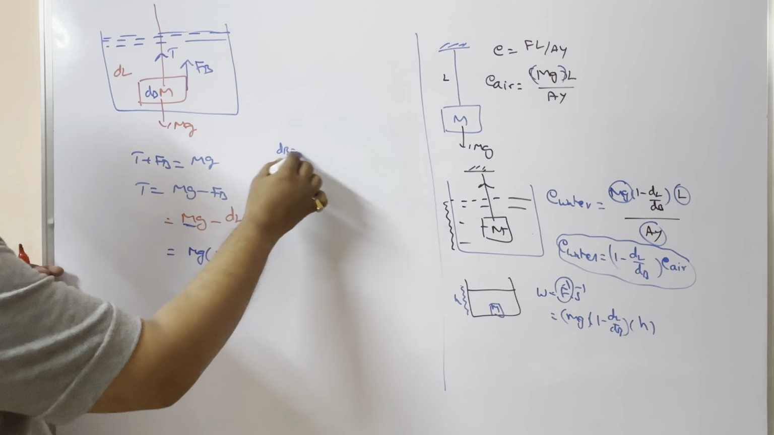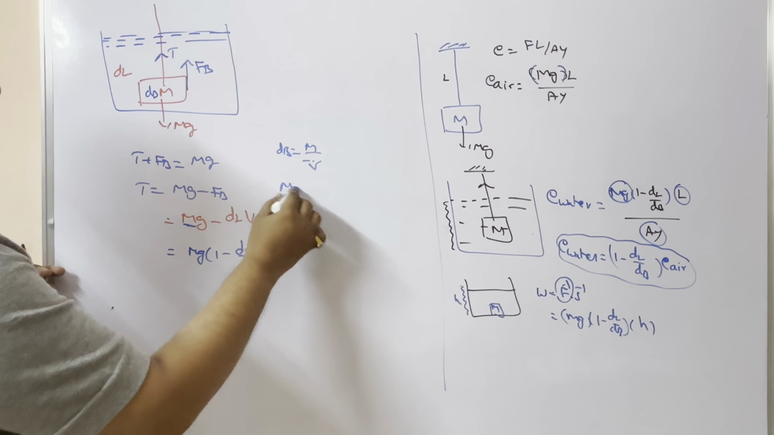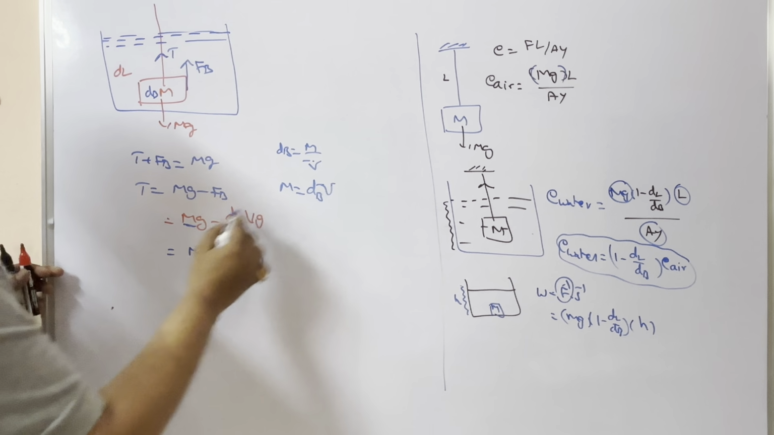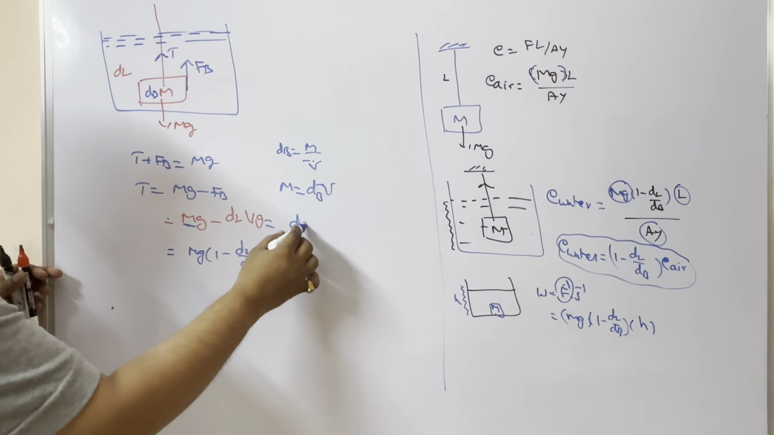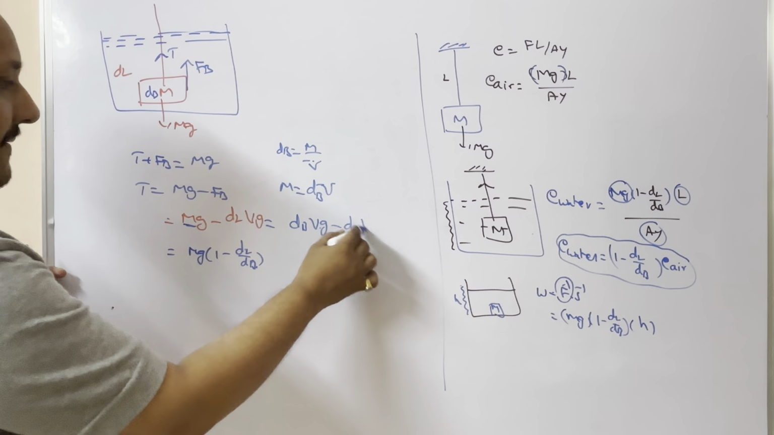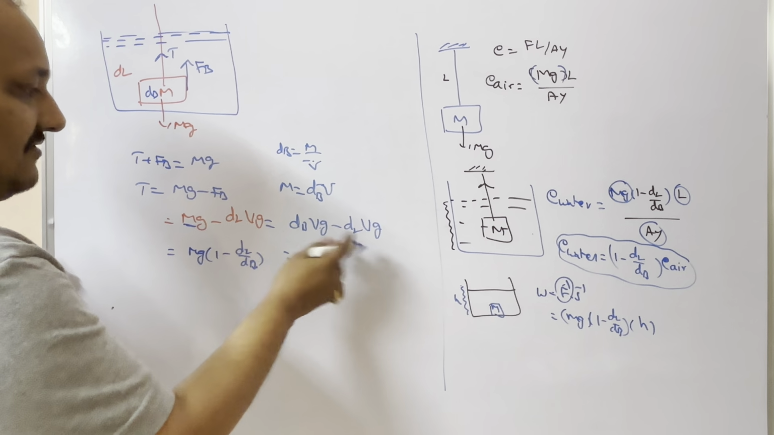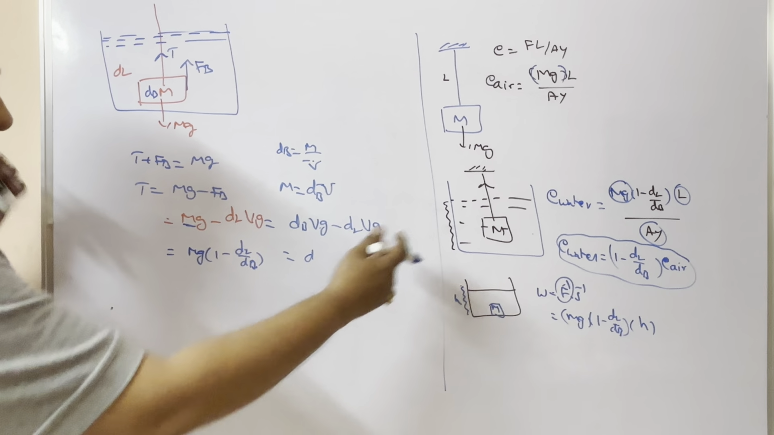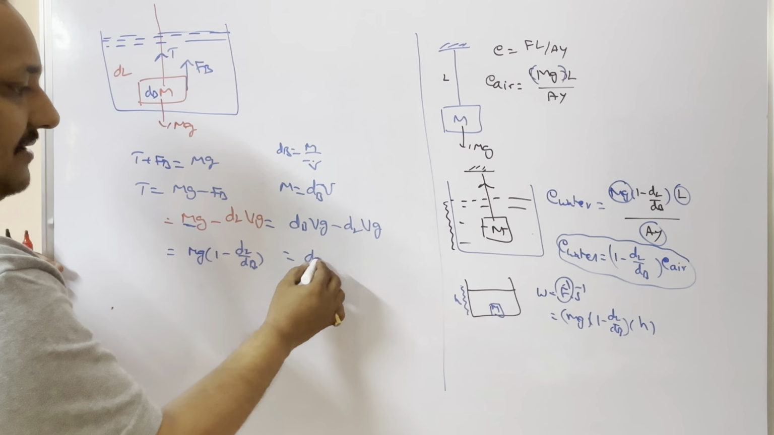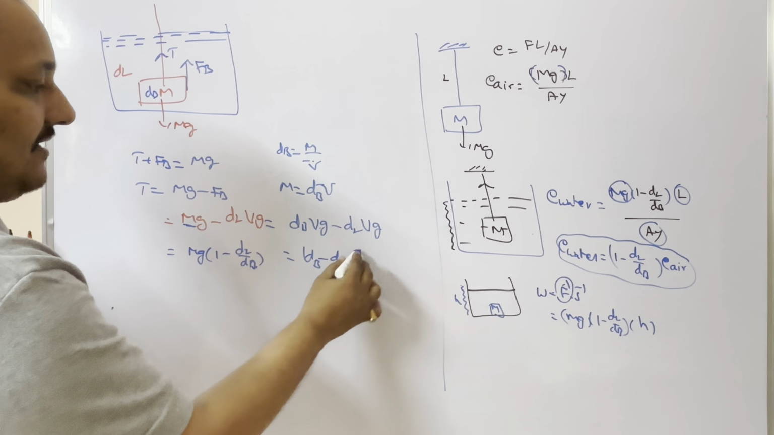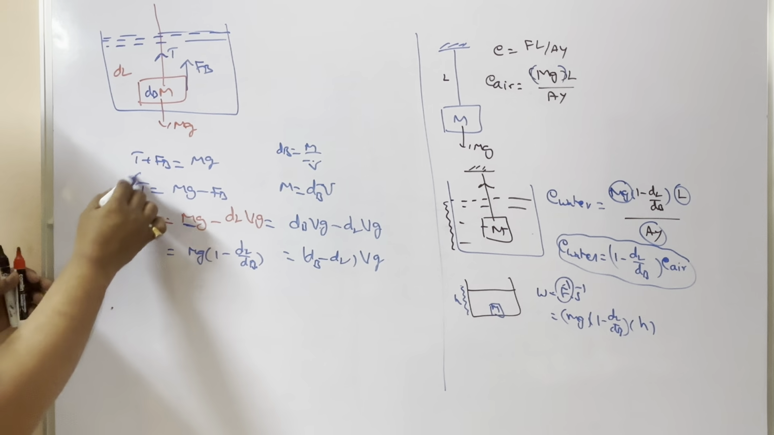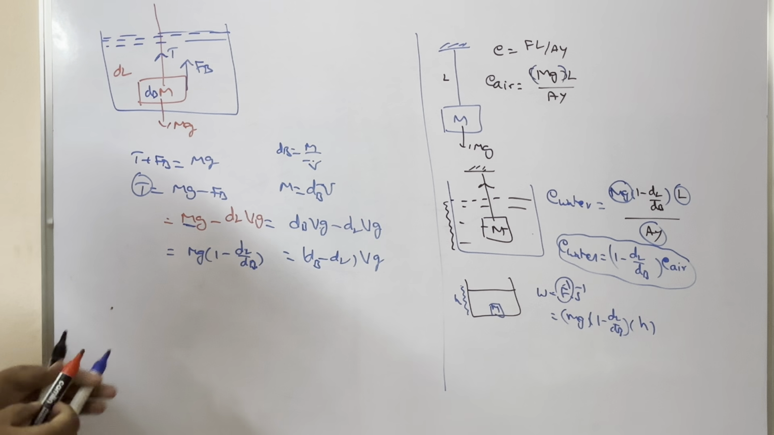Otherwise, density of body is mass per unit volume. Mass can be written as dB V. So some people will write this equation like this only. So how many equations are you writing? Just from the apparent weight. So (dB minus dl) into Vg. This is the tensional force developed.